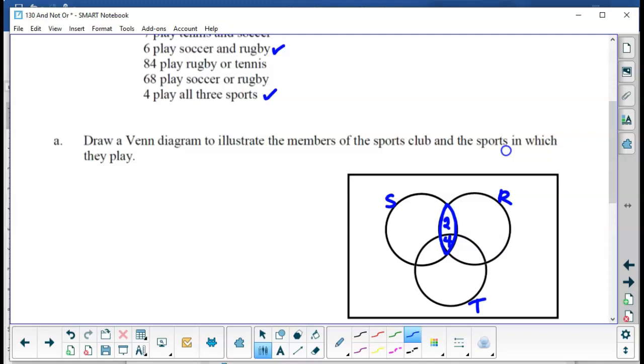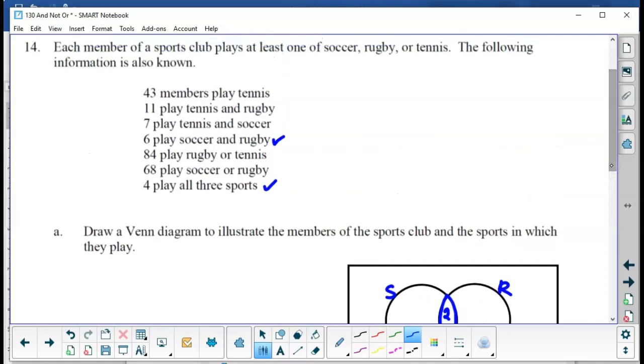So don't forget, this already counts for people that play soccer and rugby. Okay, they happen to play tennis too, but there's 4 of the 6. And then tennis and soccer is 7. So 7 minus 4 is 3. And tennis and rugby is 11. So 11 minus 4 is 7. So now we've worked our way out of the overlaps from the inside out. Okay, so now we mark off what we've done. We've done these.